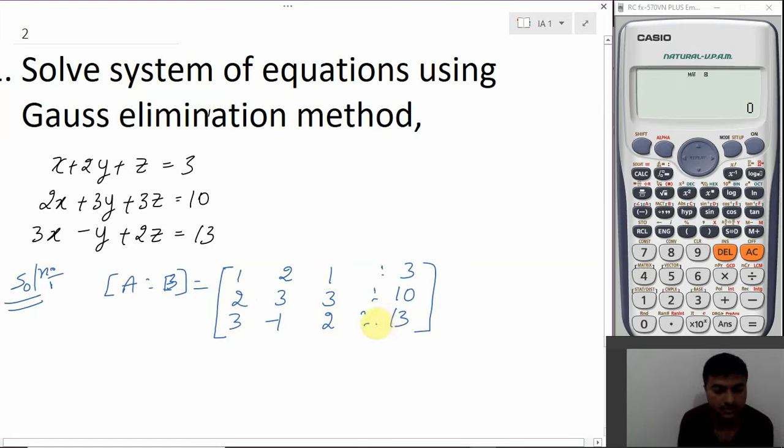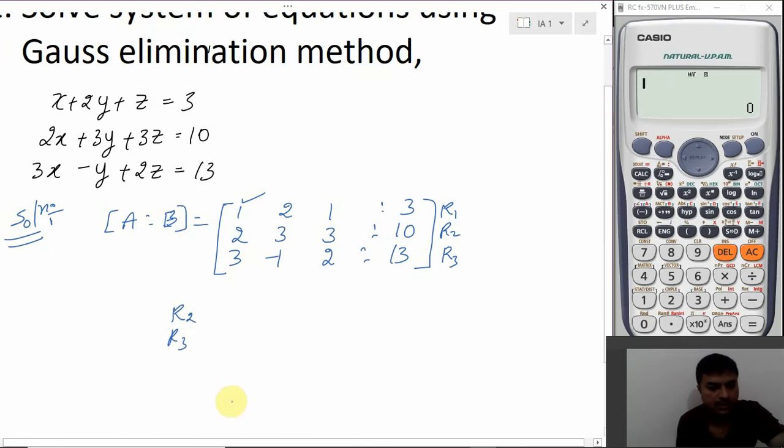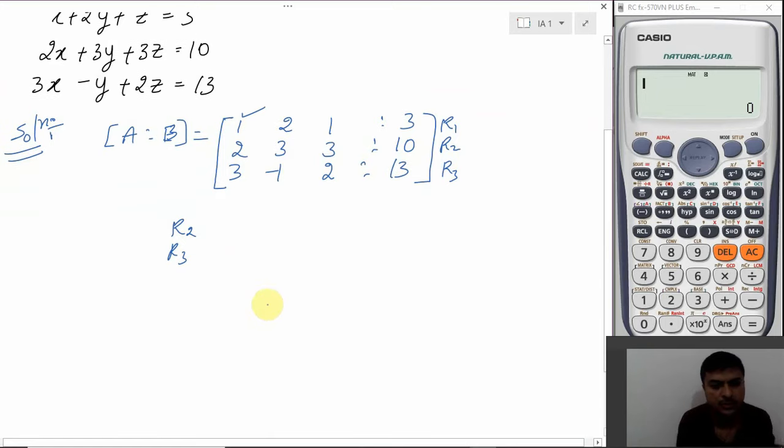Okay, when you write the coefficients you should keep in mind that at the top it must be the minimum value. So R1, R2, R3, these are my 3 rows. Always in R1, the first value must be the minimum value. Yes, it is the minimum value. So I have to change only R2 and R3. My job is to make the first entries of R2 and R3 0.